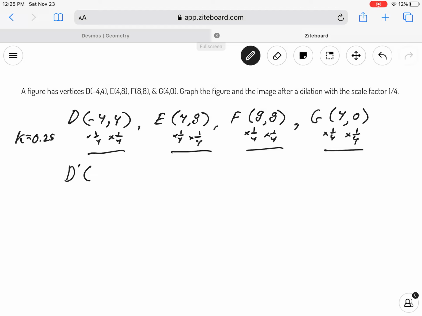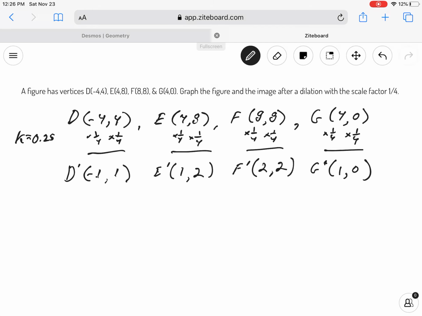So my new point D prime is going to be -4 times 1/4 or -1, and 1, 4 times the 1/4. My new point E prime is going to be 4 times 1/4 or 1, 8 times 1/4 or 2. My new point F prime is going to be 8 times 1/4 is 2, and 8 times 1/4 is 2 again. And my new point G prime, which is 4 times 1/4, which is 1, and 0 times 1/4, which is 0. So I have to plot that new point.